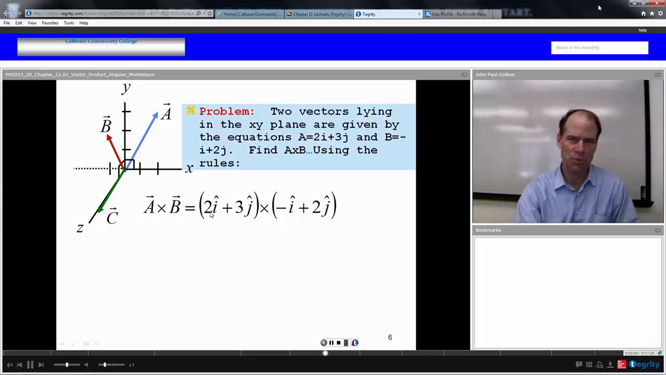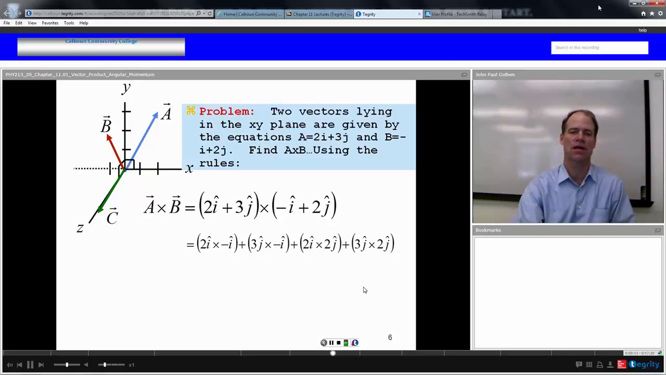So I have a cross b is 2i plus 3j crossed with negative i plus 2j. The cross product is distributive, so I'm going to have a 2i crossed with a negative i and a 2i crossed with 2j. And for that matter, a 3j crossed with a negative i and a 3j crossed with 2j. So I have these 4 terms from this distributive property. I cross i is going to be 0, so I would have 2 times a negative 1 times 0. So this first term is 0. And way over here, I'm going to have 3 times 2. j cross j is 0, so that's going to be 0 as well.